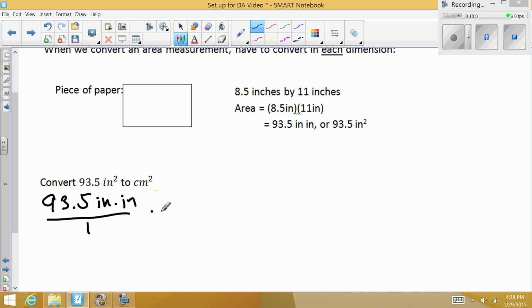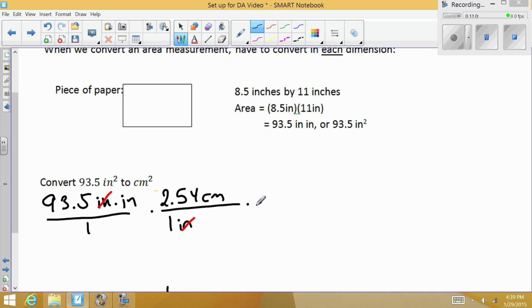And I know from my conversion sheet that 1 inch is, at least approximately, 2.54 centimeters. So the units I'm trying to cancel out I put in the bottom, and the units I want I put in top. But when I look at this, that only cancels out one of the inches, and I had inches squared, inches times inches. So I have to do the conversion a second time. So that I'm converting both the length and the width from inches to centimeters.